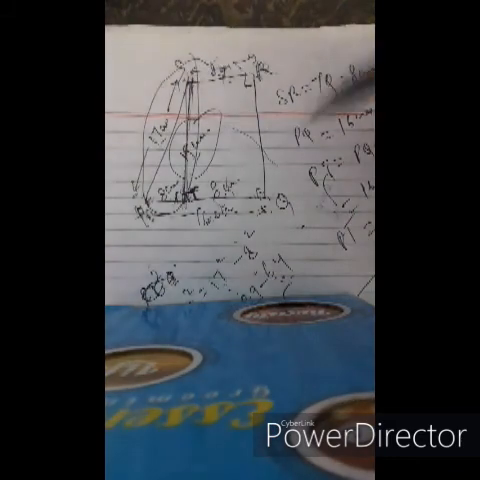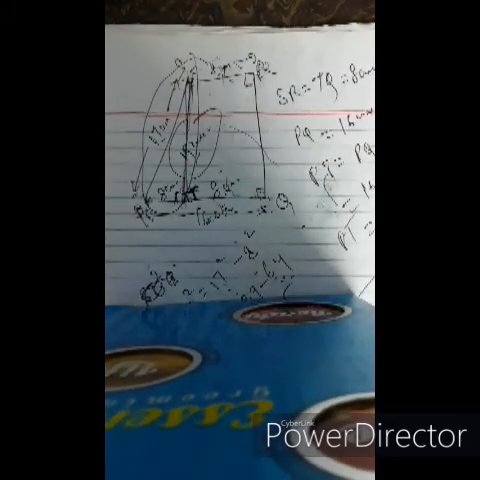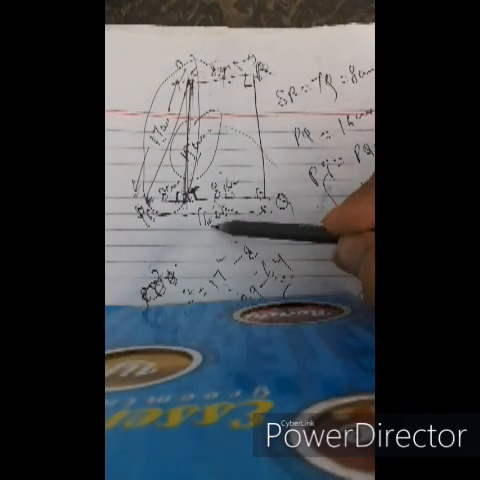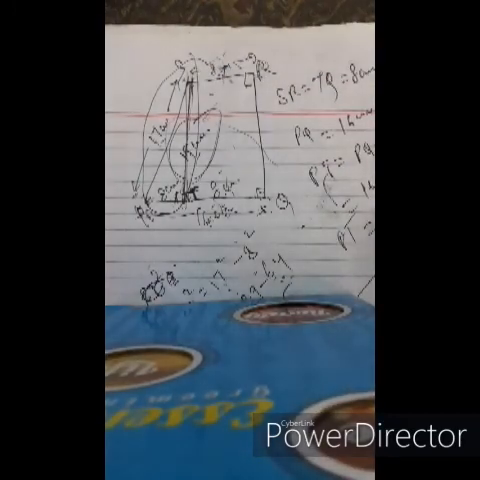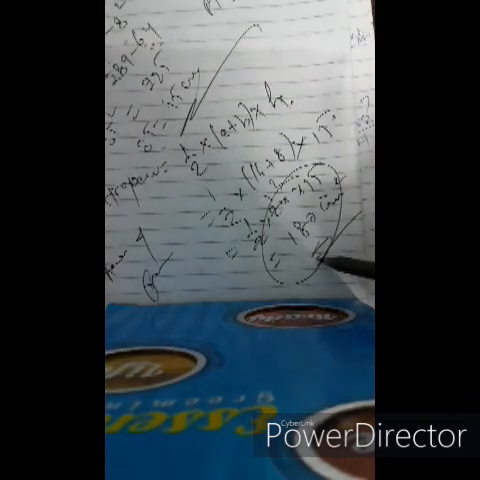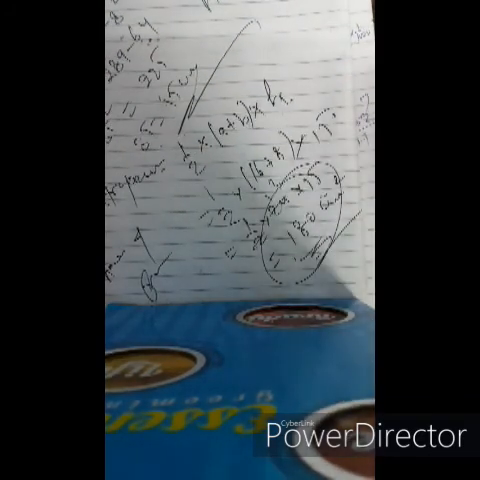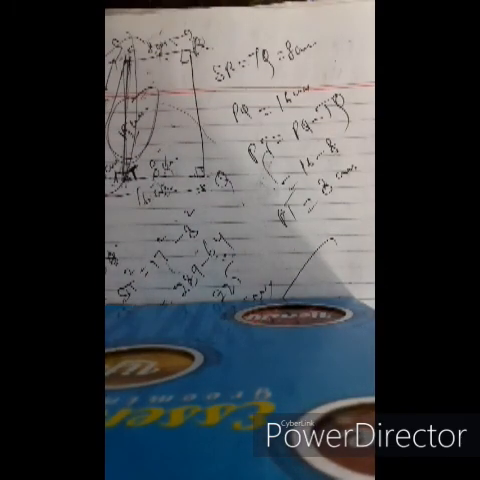In other words, we get it by simply substituting in the formula half into sum of two bases, that is half into 16 plus 8 into 15. We get the answer as 180 centimeter square, which is the area of the trapezium. I hope the areas of these plane figures are clear to you. We'll see the next chapter afterwards.